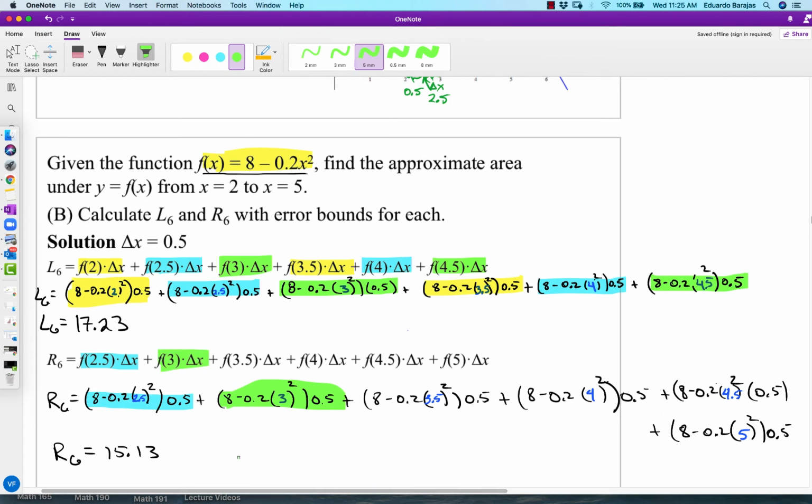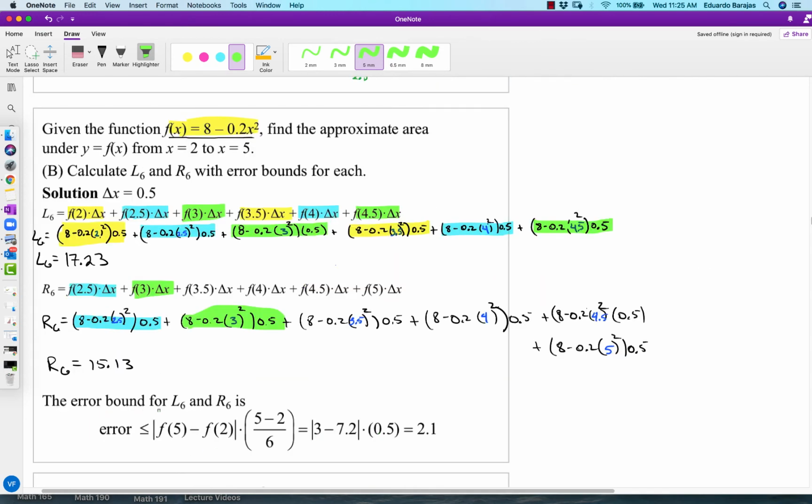Okay, so eventually we get an R sub 6, an estimate using 6 rectangles and the right-hand rule of 15.13. So the error bound for L6 and R6 is that the error is less than the absolute value, and then we use our formula. So it was f of b minus f of a times the delta x, which is equal to this. And so we see that the error bound is 2.1. The real error is definitely less than or equal to this one.